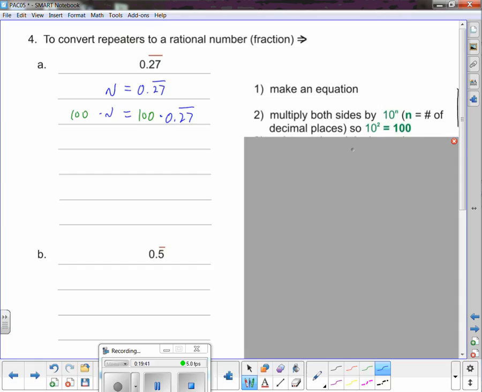Let me let you catch up and have that sink in. And again, why did I choose 100? Because it was 0.27. It had 2 decimal places. All right? The next step is to subtract the original equation. Let me show you how to do that. Stick a red negative on the left and a red negative on the right.